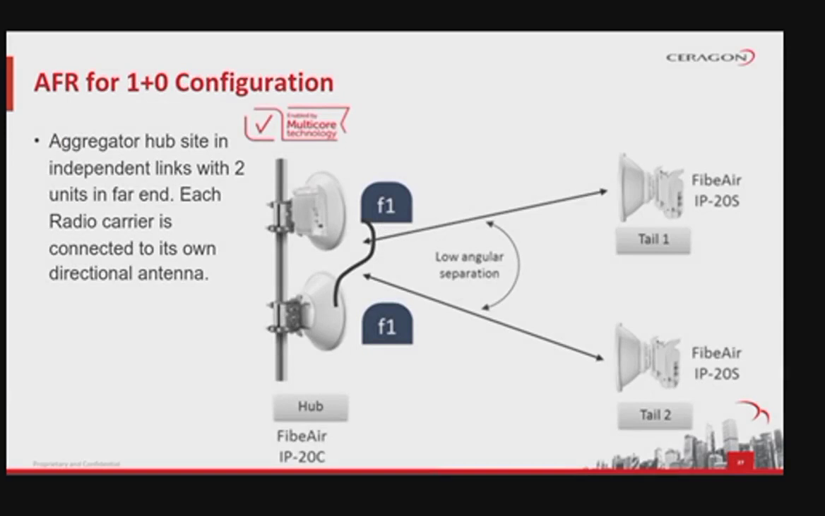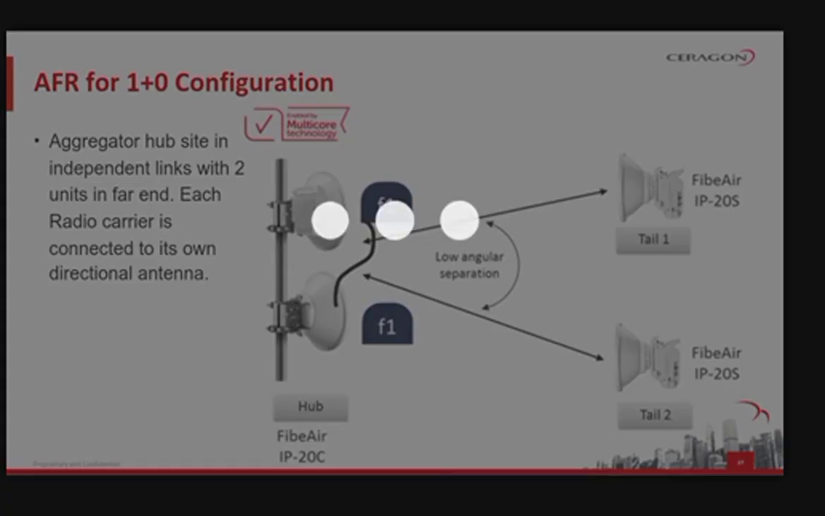In this slide the AFR 1+0 configuration is shown. Here the aggregator hub site has 2 independent links with 2 units in the far end. Each radio carrier is connected to its own directional antenna. To build this setup you'll need a dual-core mediation device in the hub site and splitters in both tail sites. Note also that in tail sites you can also use IP20S as an alternative to IP20C.